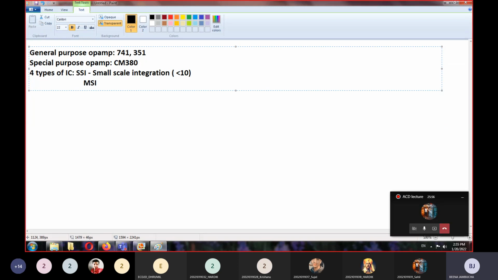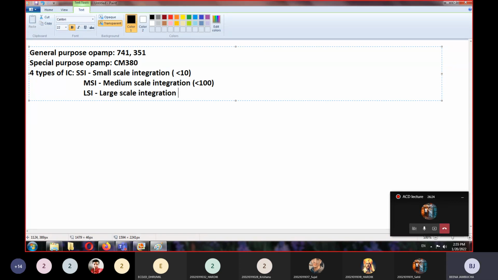Then another one is MSI. It is known as medium scale integration. If the number of components inside it is less than 100, you can say this type of IC is known as medium scale integration. Then comes LSI, which is known as large scale integration, where the number of components is greater than 100 but less than 1000.